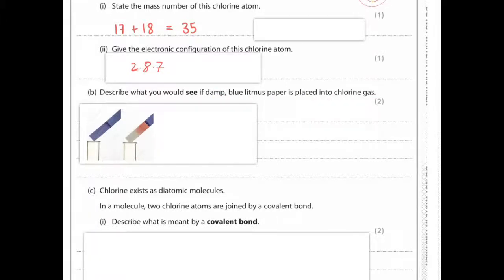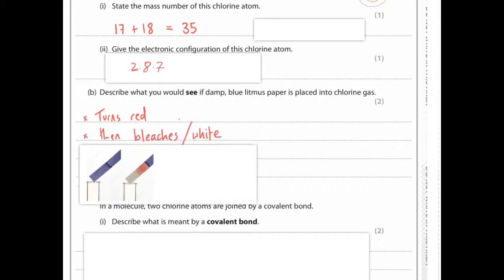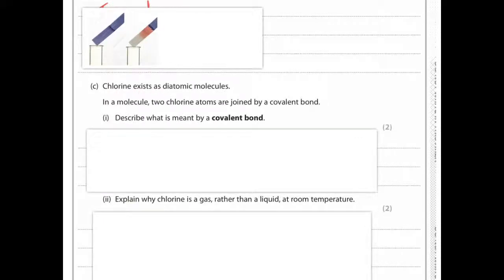So you can see it here. What happens is it first turns red for 1 mark, and then eventually it will bleach or turn completely white for the second mark. Chlorine exists as diatomic molecules. Diatomic molecules are those which bond together, like nitrogen is a diatomic molecule, hydrogen is a diatomic molecule, all halogens are diatomic molecules. Basically, most gases are diatomic molecules.